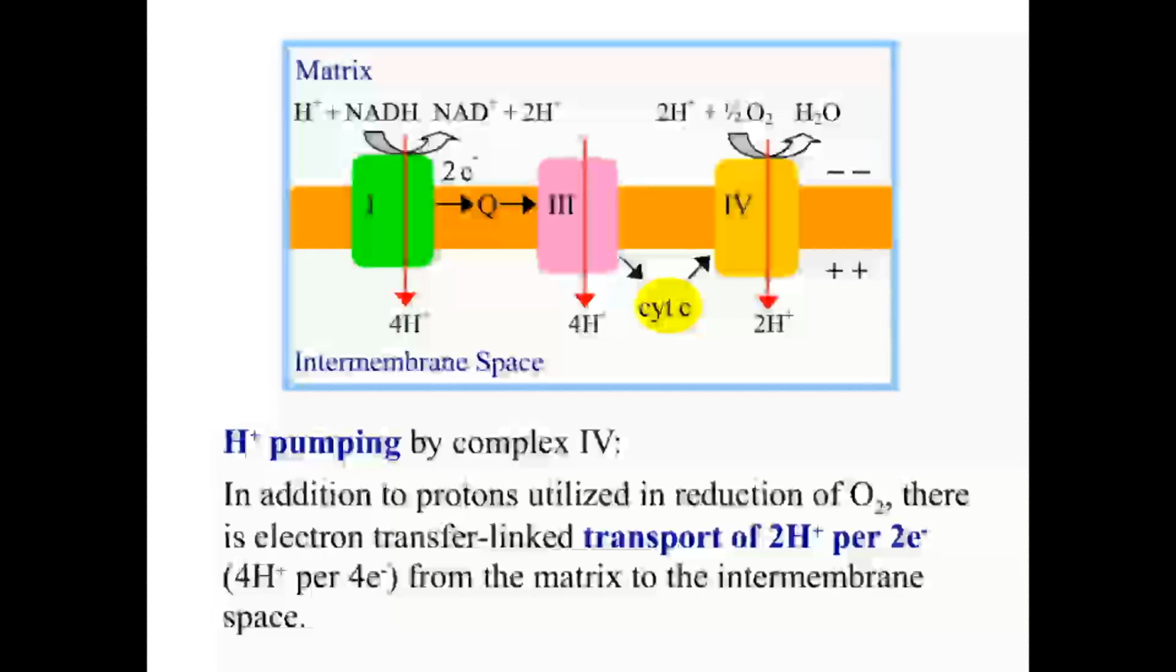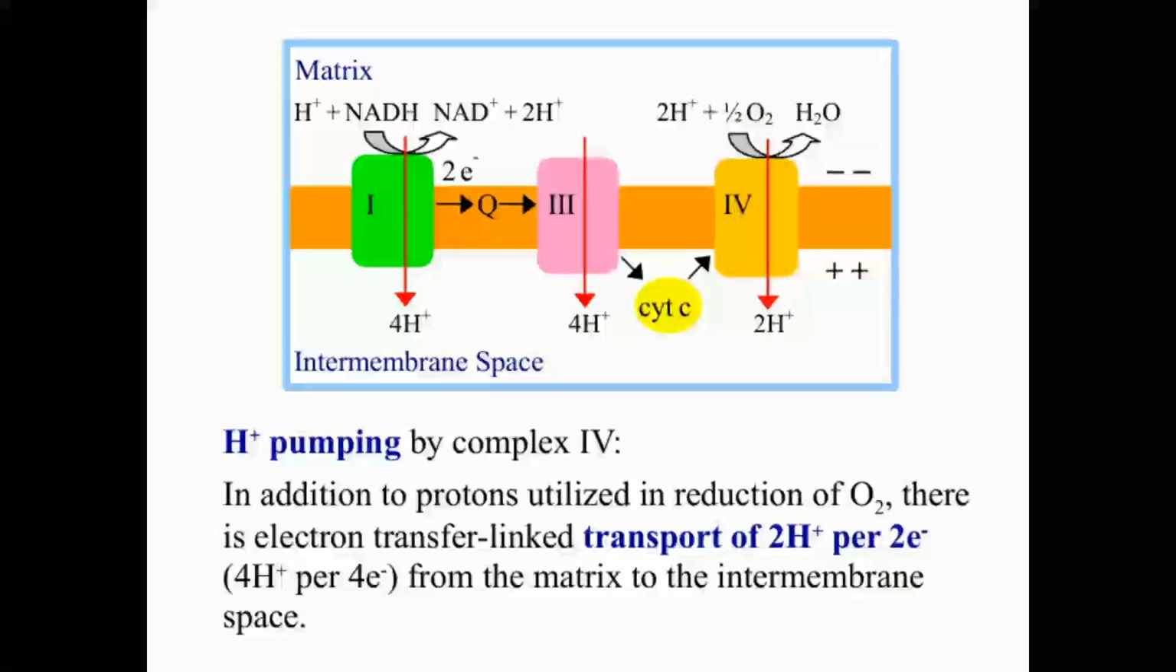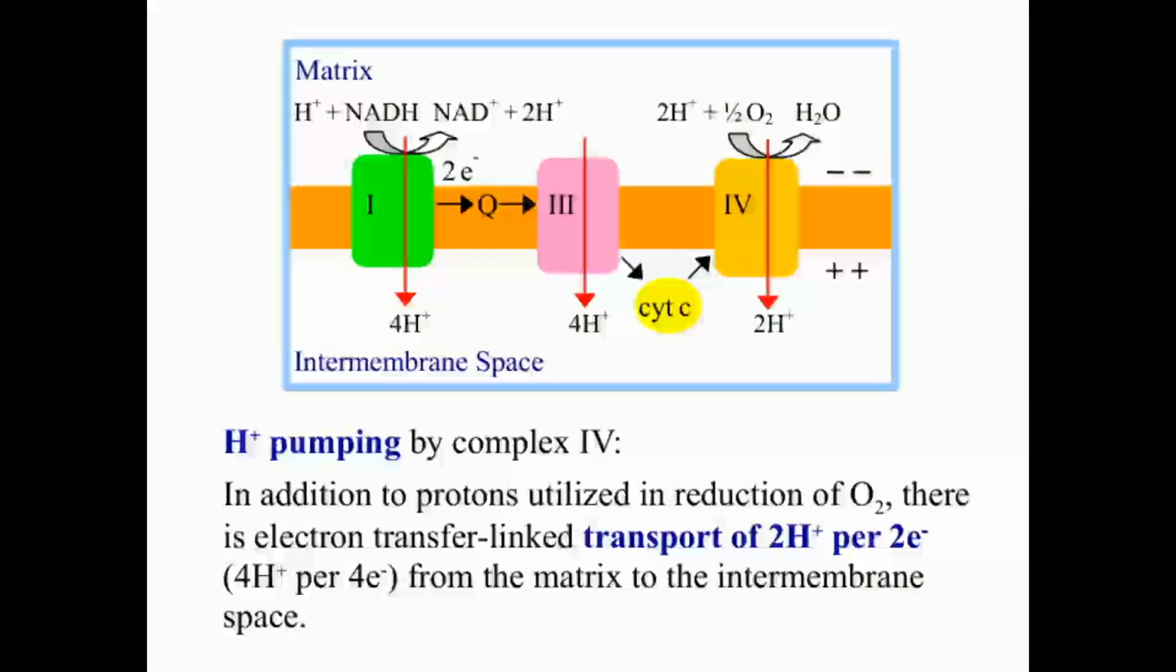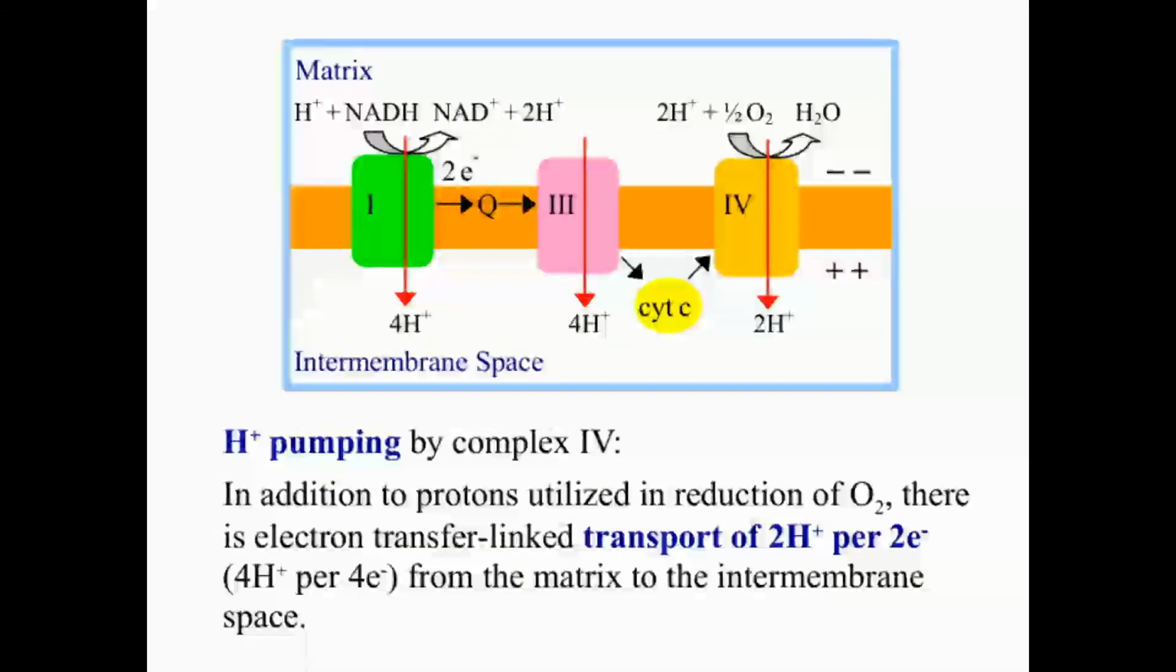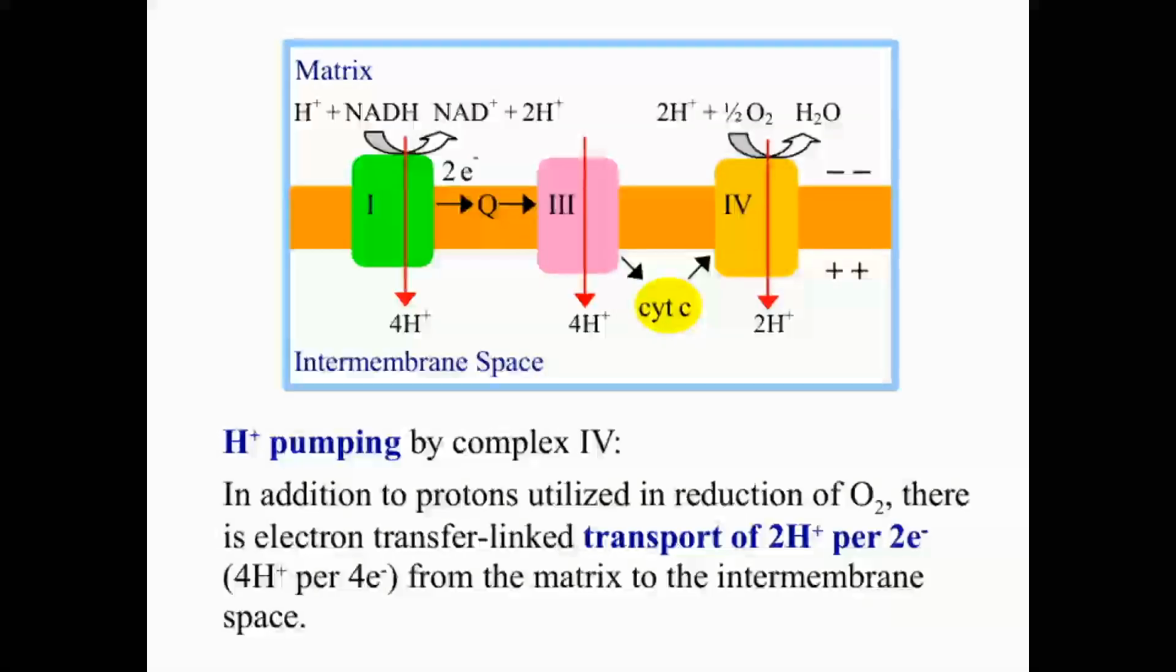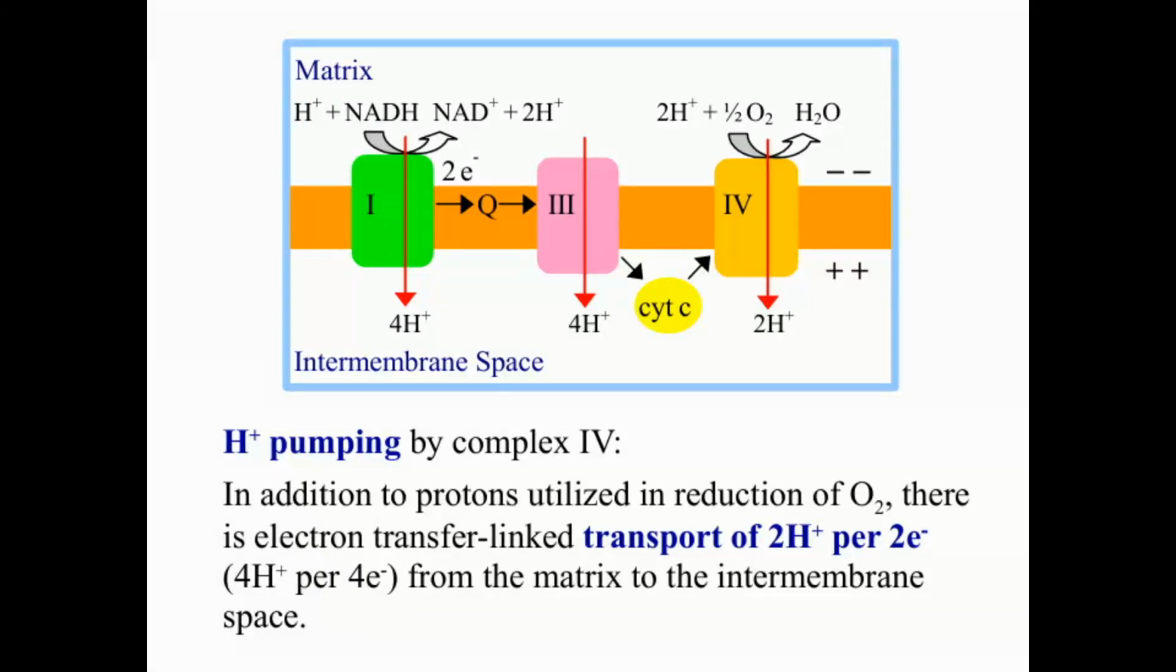Specifically, for every 2 electrons transferred, 2 protons are transported from the mitochondrial matrix to the intermembrane space. Over the course of 4 electrons, this amounts to 4 protons being pumped. This proton movement is crucial because it helps establish the electrochemical gradient that drives ATP synthesis. So, overall, complex IV not only facilitates the reduction of oxygen, but also plays a key role in maintaining the proton gradient necessary for energy production. This highlights how interconnected these processes are within cellular respiration and energy generation.